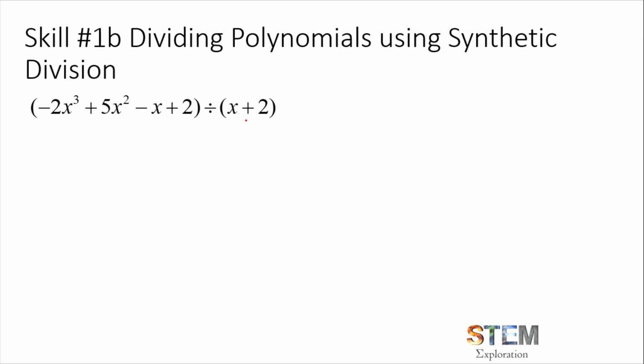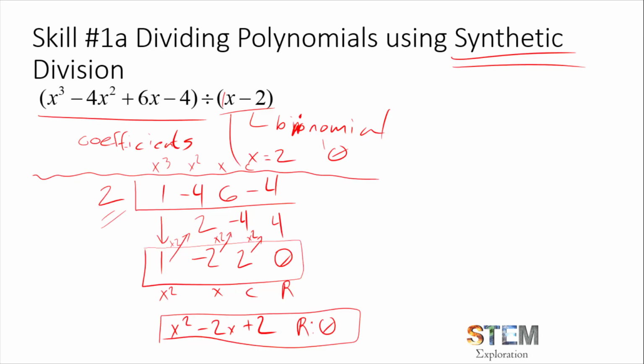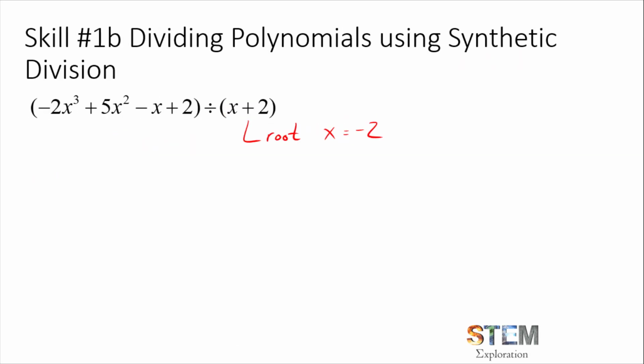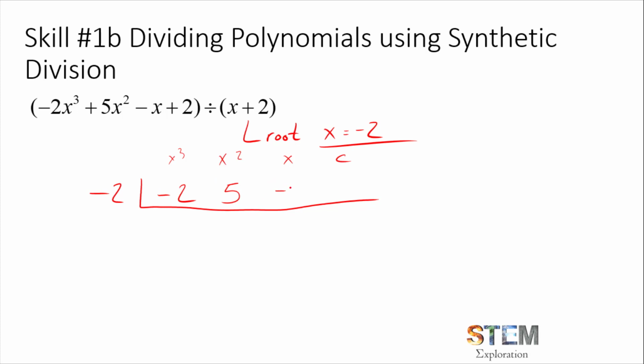So again, my root here, the zero, is x equals negative 2. In the previous example, it was positive 2. Okay, so this is my root, and so I'm going to plug negative 2 out front. And what I'm going to do is plug my x cubed term down here. You don't have to write these above, but I'm just doing this for the sake of keeping track. So my coefficient with x cubed is negative 2. Coefficient with x squared is 5. Negative 1 with x. 2 with the constant.